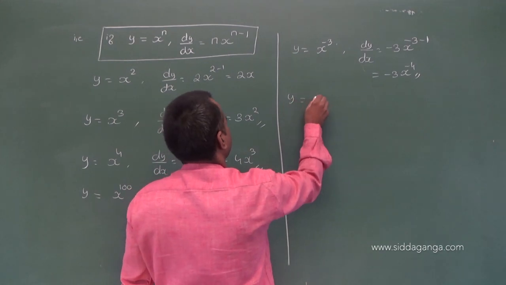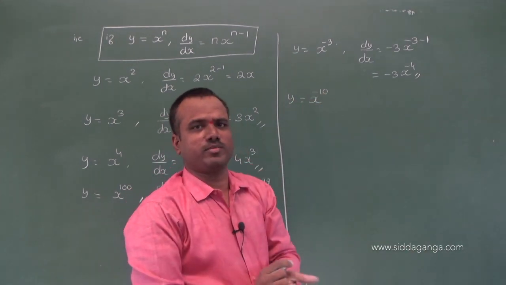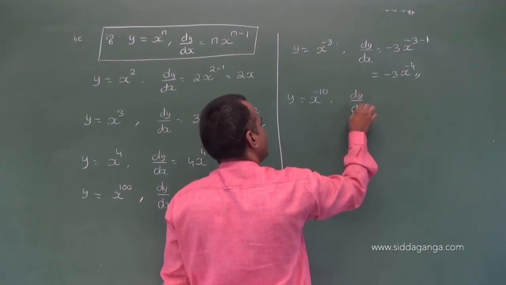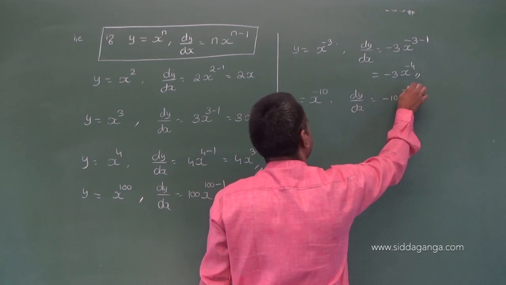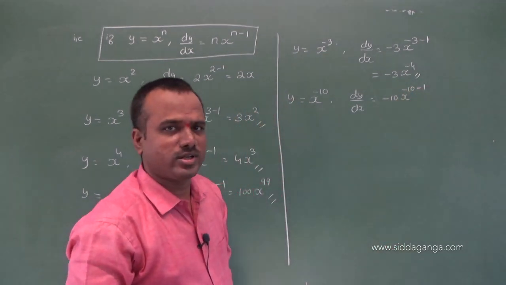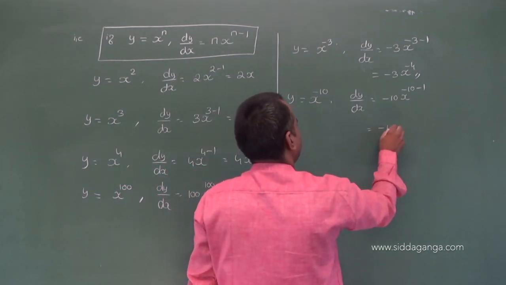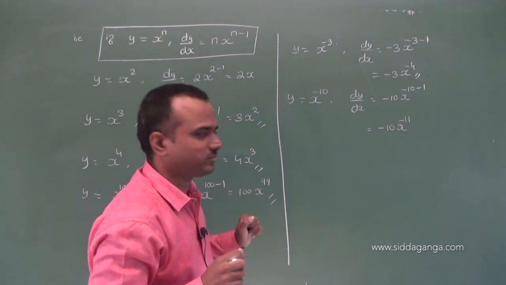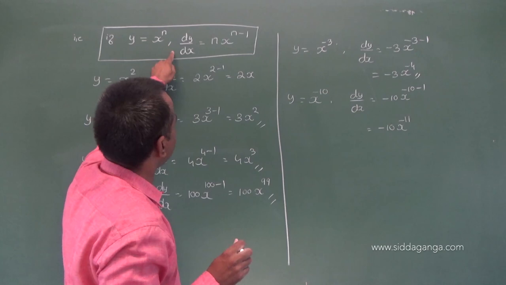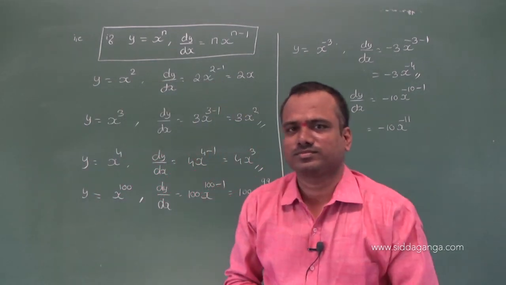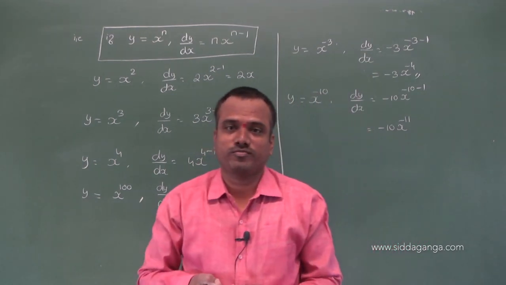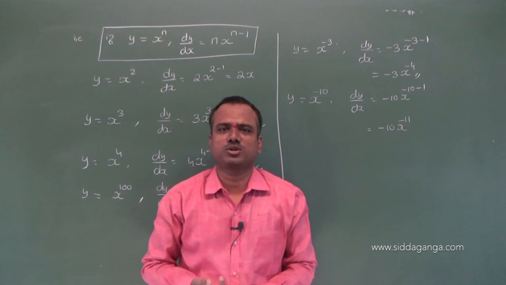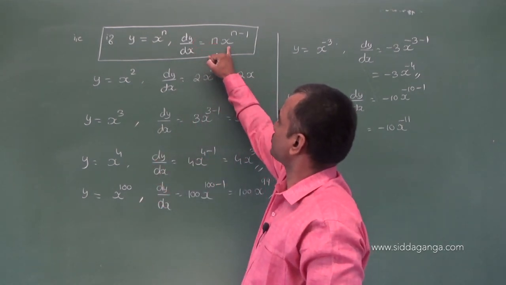Suppose I want y is equal to x to the power minus 10. Dy by dx is minus 10 into x to the power minus 10 minus 1. Correct. Minus 10 into x to the power minus 11. Minus 10 into x to the power what? Minus 11. Understand? So if you perfect this formula, you can solve any type of problems. Once again I explain, the derivative of x to the power n is n into x to the power n minus 1.